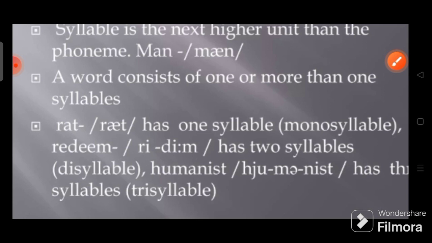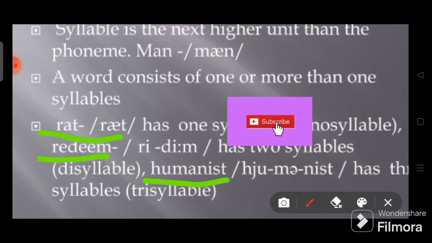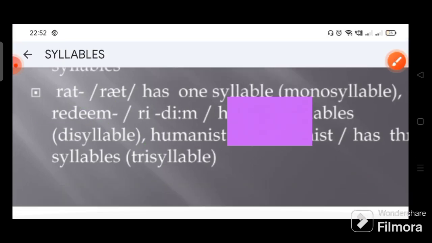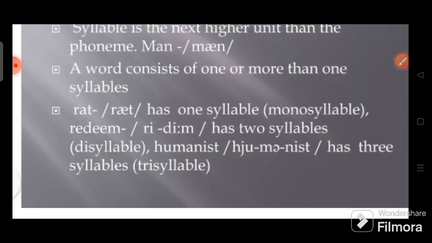Let's see here. Rat has one syllable. That's called a monosyllabic word. Redeem is two syllables, a disyllabic word. Humanist has three syllables, so that's a trisyllabic word. So there are monosyllabic words, disyllabic words, and trisyllabic words. There are also polysyllabic words, meaning more than three: four, five, six, like that.